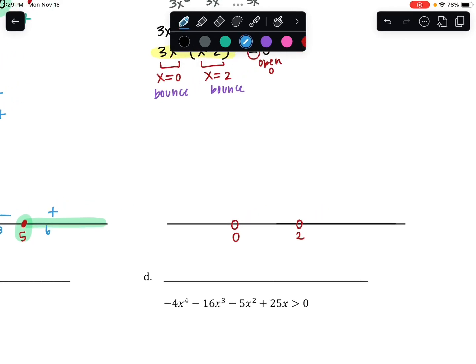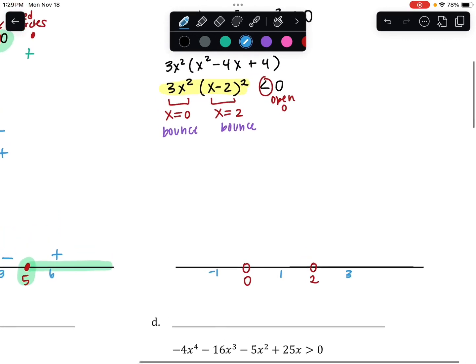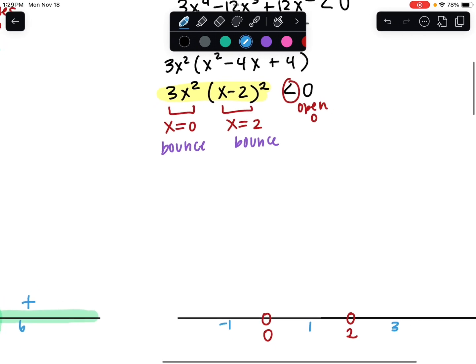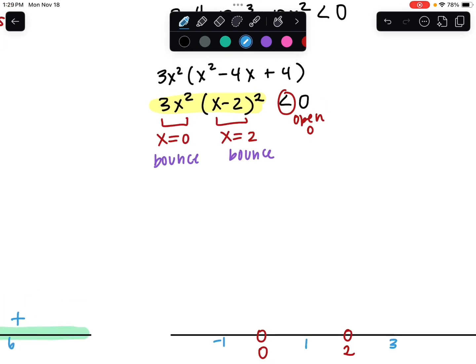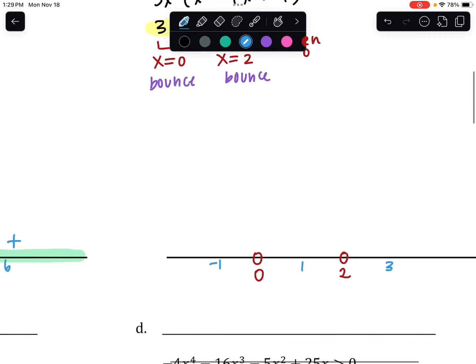And then for picking test points, you could choose -1, +1, and then +3. But if you look at our factors, everywhere I plug in an x, so for example, if I plug in -1, I'm going to square it, it'll become positive. If I plug in -1 here, I would get -3, but then we square it and it's going to become positive. So no matter what you plug into these factors, they're always going to be positive times a positive. And so this entire function is going to be positive.